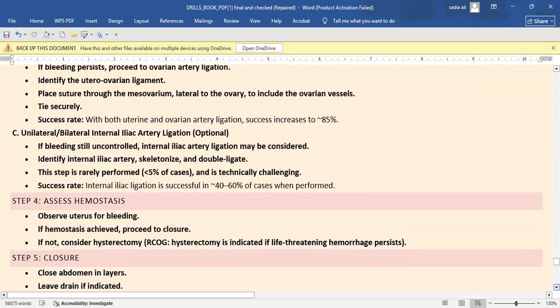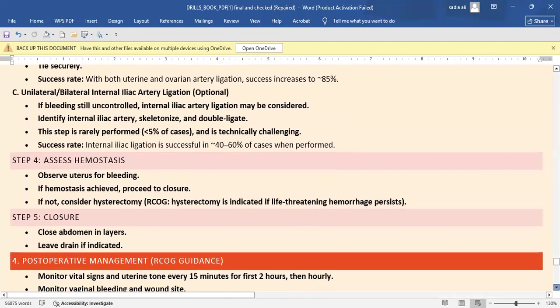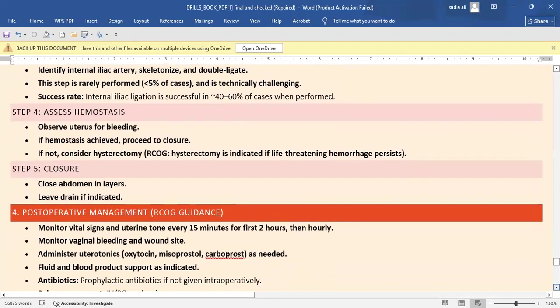The success rate of both uterine and ovarian artery ligation is up to 85%. So unilateral or bilateral internal iliac artery ligation is the third component. If the bleeding is still uncontrolled, internal iliac artery ligation may be considered. The internal iliac is identified first, skeletonized, and then double ligation is done. This step is rarely performed, in less than 5% of cases, and technically it is challenging. The success rate of internal iliac artery ligation is up to 40 to 60% of the cases where it is performed.